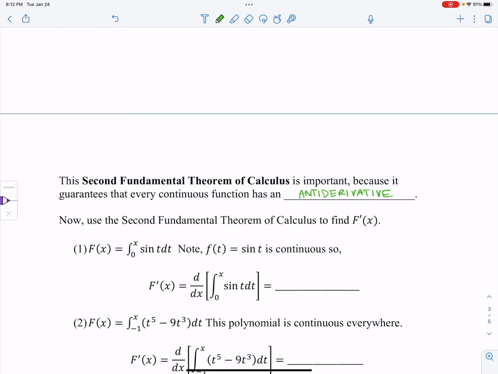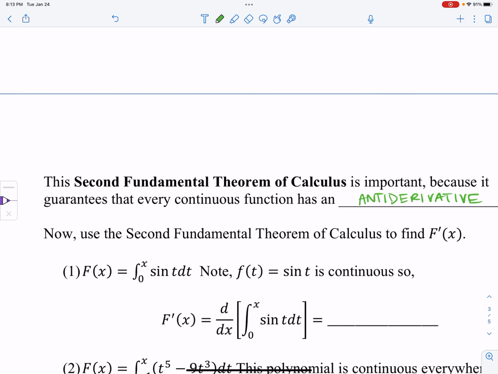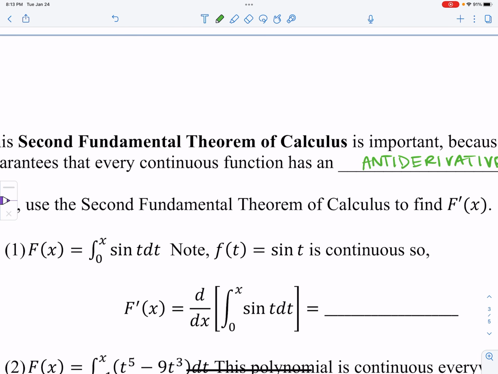Okay, so now using the second fundamental theorem of calculus, let's find capital F prime. Well, if we're given that capital F of x is equal to the integral from 0 to x of sine of t dt, note that f of t, sine, is continuous, right? We know that the sine function is continuous. That means that the derivative of this definite integral, capital F prime, would just be sine of x, applying the second fundamental theorem of calculus.